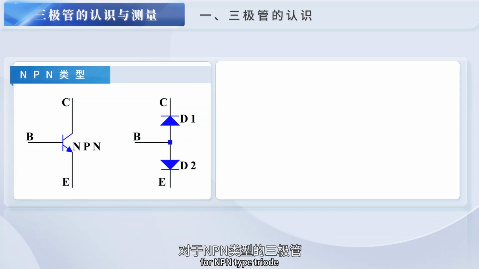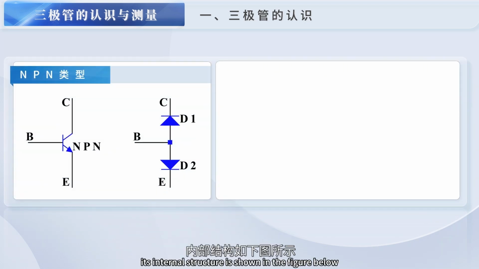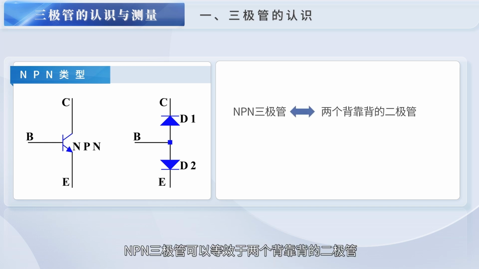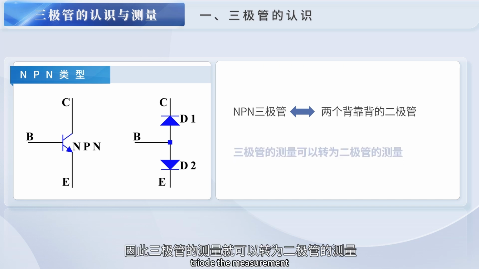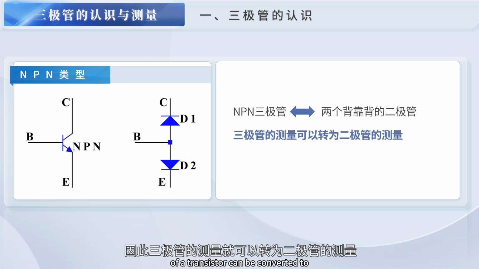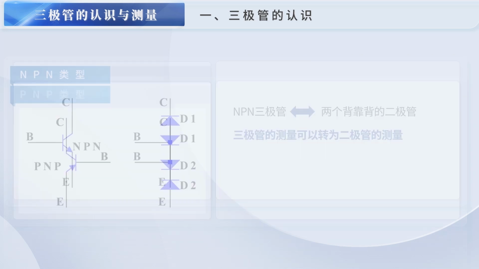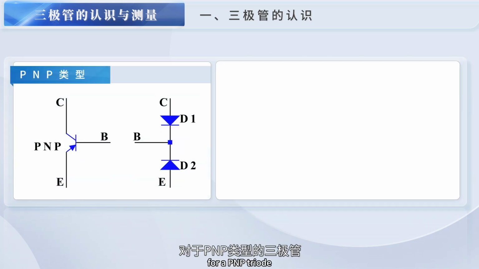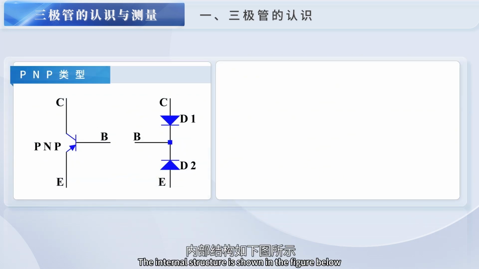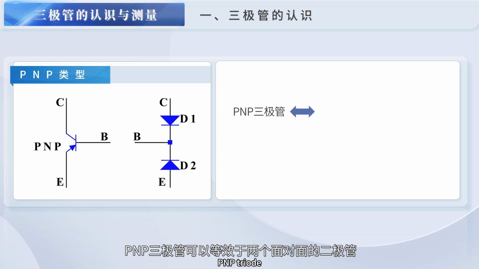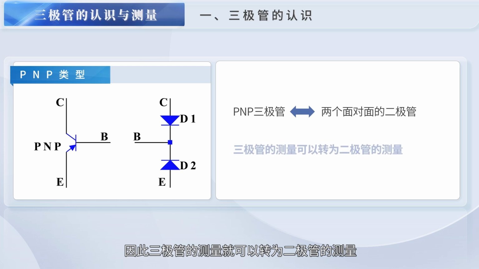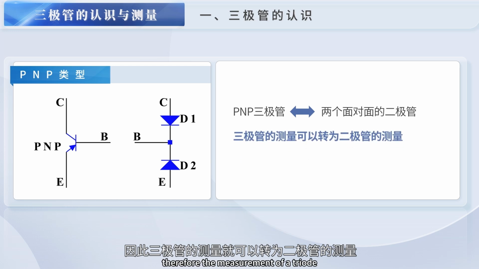For an NPN type triode, its internal structure is shown in the figure below. An NPN transistor can be equivalent to 2 diodes back to back. The measurement of a transistor can be converted to the measurement of a diode. For a PNP triode, the internal structure is shown in the figure below. A PNP triode can be equivalent to 2 diodes facing each other. Therefore, the measurement of a triode can be converted into a diode measurement.